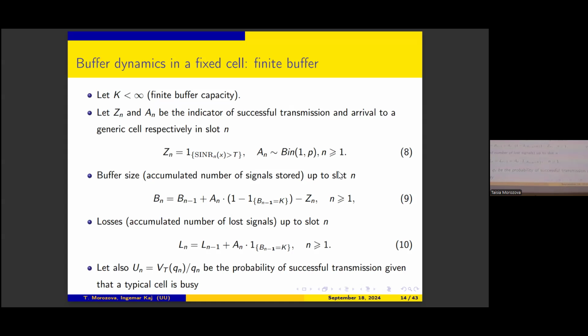Then for the further analysis, let's also define Un. That would be the conditional coverage probability, so basically the same coverage, just conditioning on the busy probability. In other words, Un would be the probability of successful transmission given that the cell is busy, so that it has something to transmit.